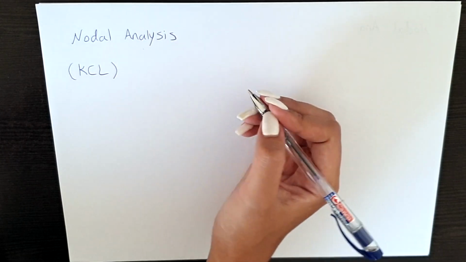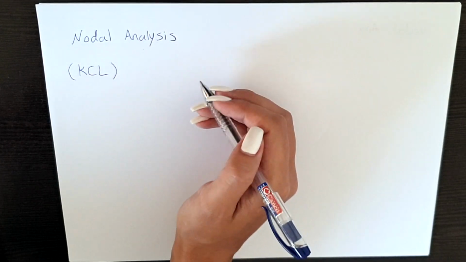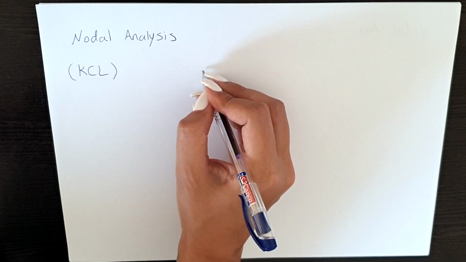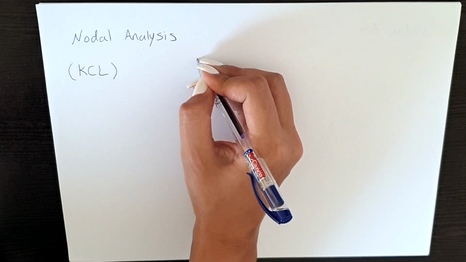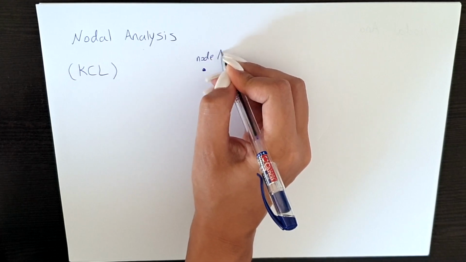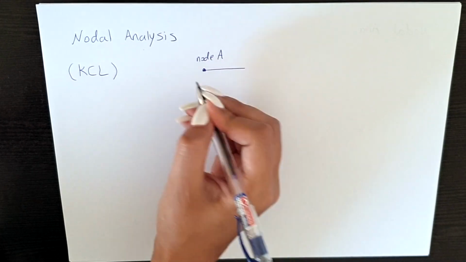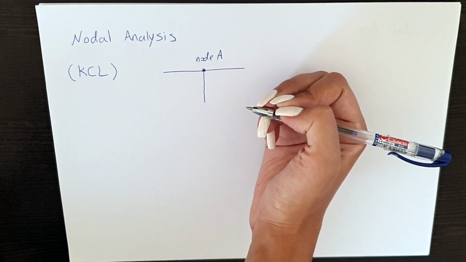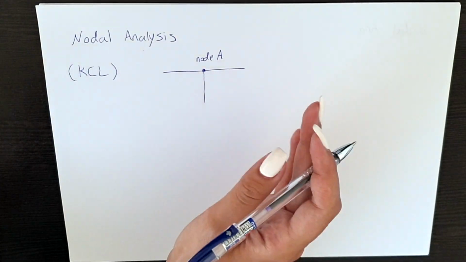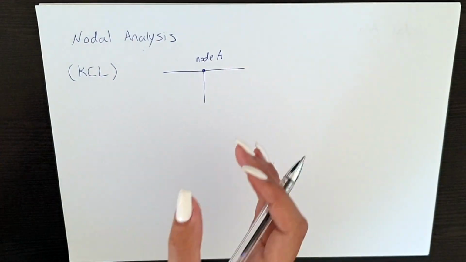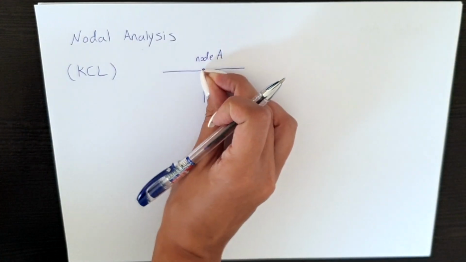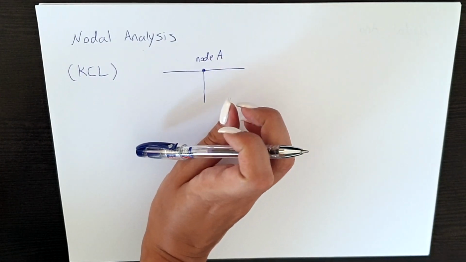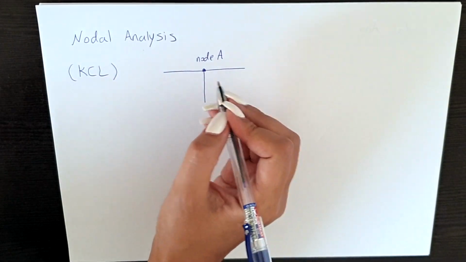What does Kirchhoff's current law say? I think you're probably familiar with it, but I'm going to explain it once more. Let's say we have a node A in here. Then we have some branches coming out of it. Kirchhoff's current law says that all the currents going to and coming from this one node A in our circuit are going to be equal to 0. What does that mean?